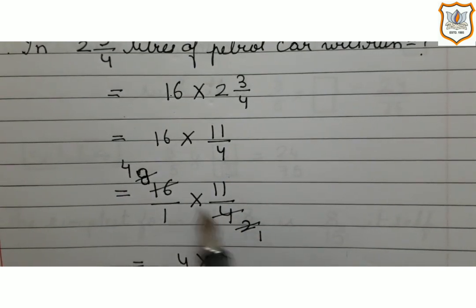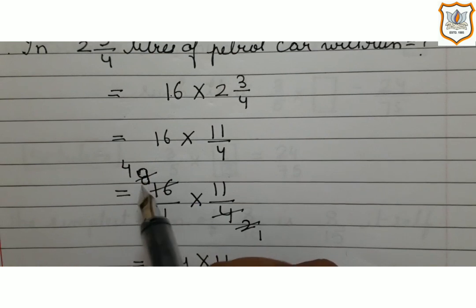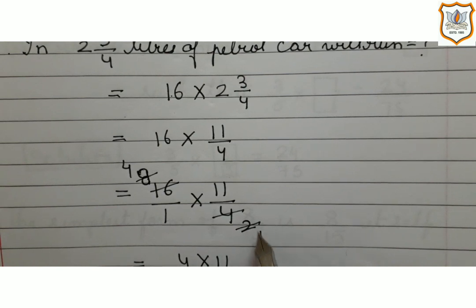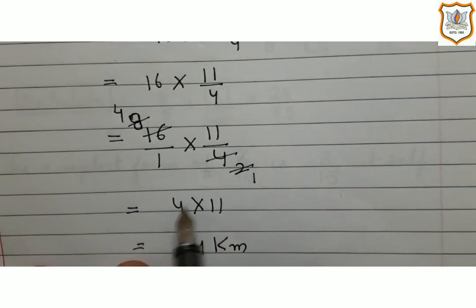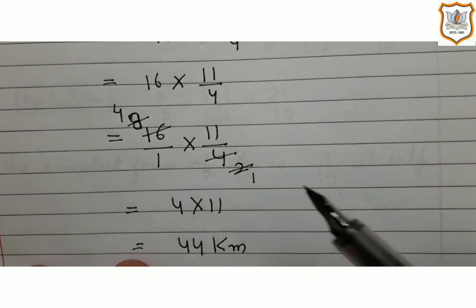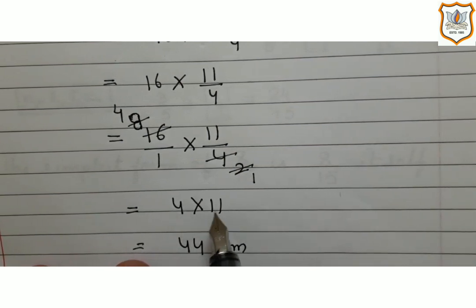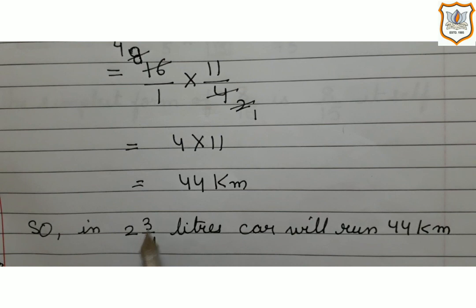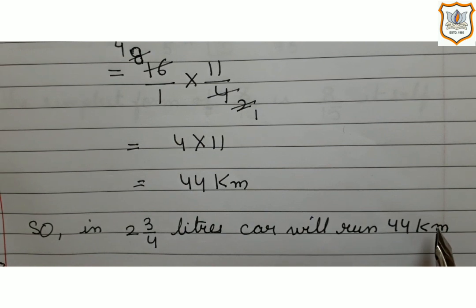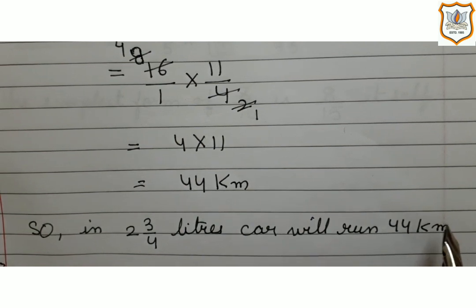We will cut this 4 and 16 by 2. 2 2s are 4 and 2 8s are 16. Again we will cut this 8 and 2 by 2. That is 2 1s are 2 and 2 4s are 8. Now our numbers will be 4 into 11 upon 1 into 1, that is equal to 1 into 1 means 1. So 4 into 11 is equal to 44 kilometers. So we can say that in 2 integer 3 upon 4 liters the car will run 44 kilometers, and that is the answer of question number 7 of exercise 2.3.